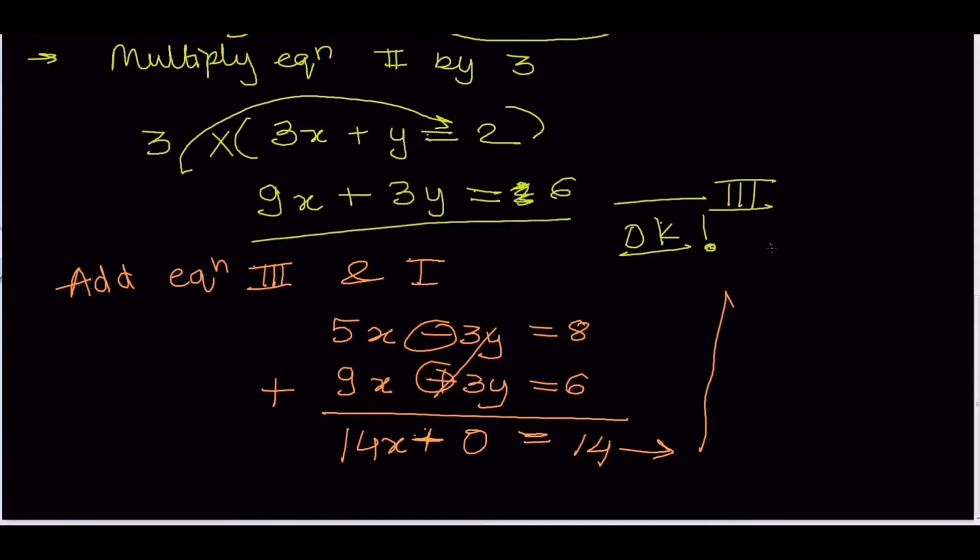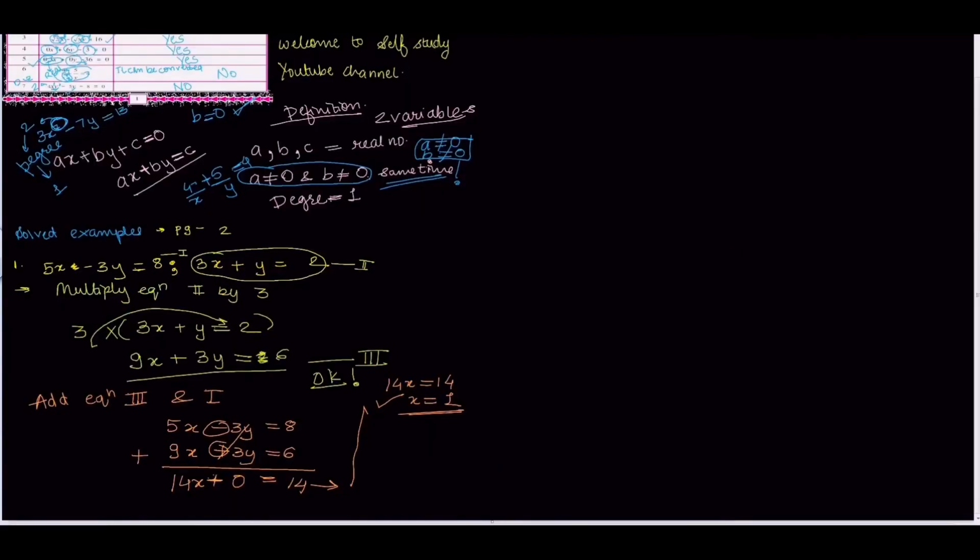Now let us solve on this side. We get 14x equals 14. x is multiplied with 14, so the 14 will go to that side, and we will get 14 upon 14. Therefore x will be equal to 1. I am directly writing it. Now we got the value of x. x we got as 1.